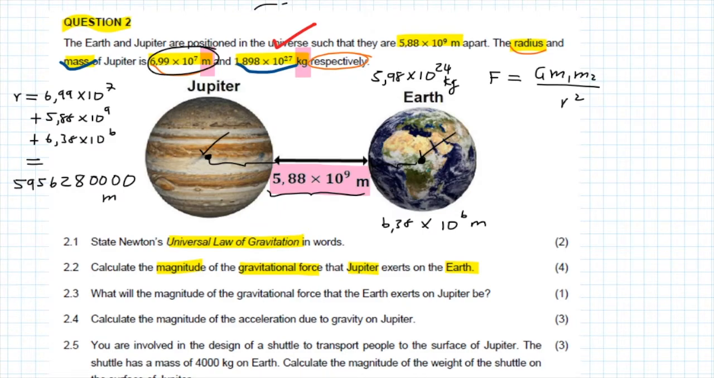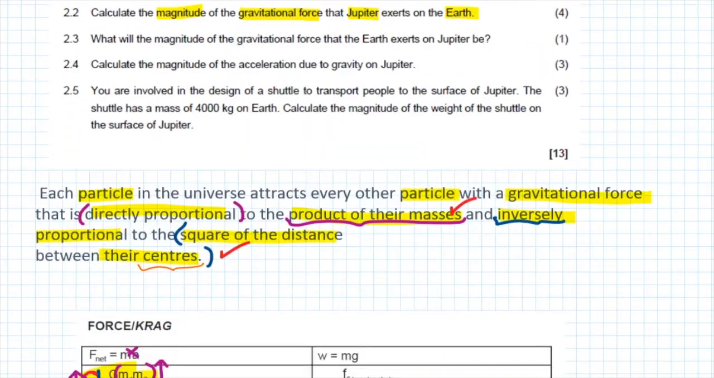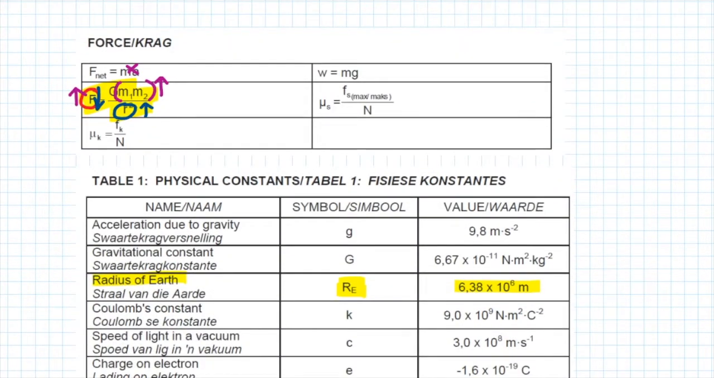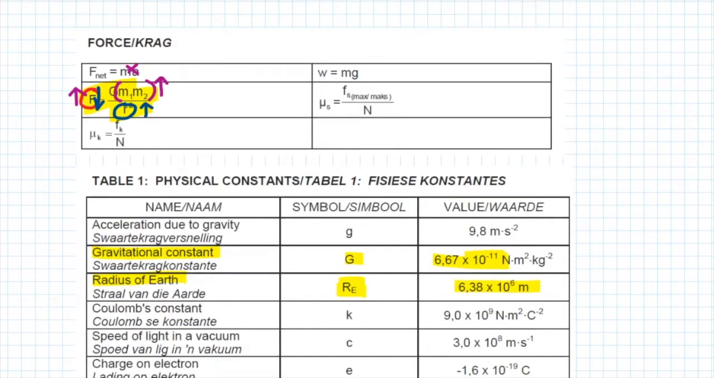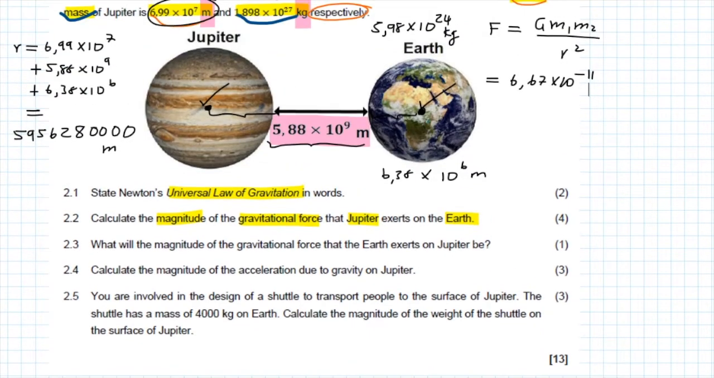So now we can plug all of these values into our formula. G, the gravitational constant, is given in this table of constants as well, so you do not need to learn it off by heart. It is 6,67 times 10 to the power of negative 11. Let's make sure that I copy down that correctly. Yes, I did.